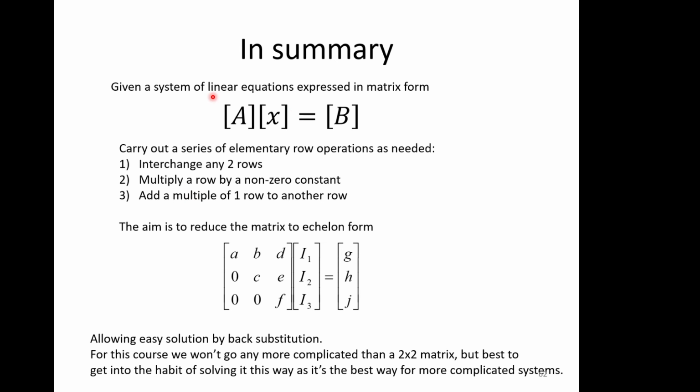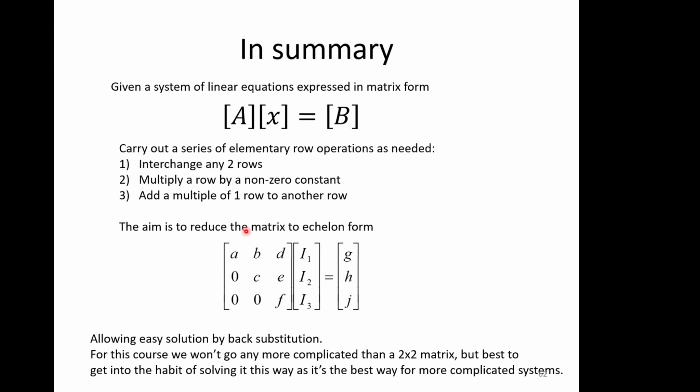So in summary, given a system of linear equations expressed in matrix form, AX equals B, you can carry out a series of elementary row operations as needed. We can interchange any two rows without changing the fundamental maths behind it. We can multiply a row by a non-zero constant, any constant you like, and we can add a multiple of one row to another row. All this does not change the fundamental equations because it's linear.